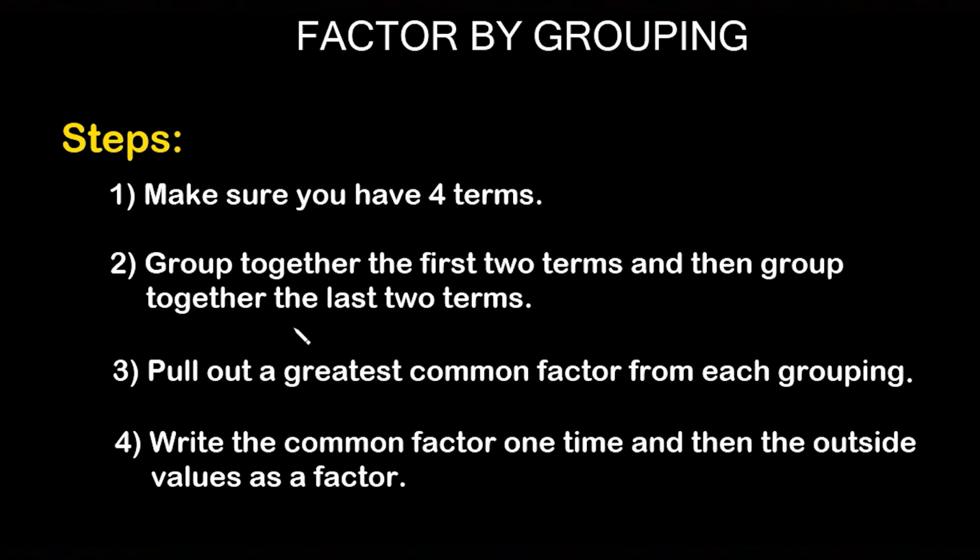Step 3, pull out the greatest common factor from each grouping. So you want to pull out a greatest common factor from your first grouping and then your last grouping. And then step 4, write the common factor one time and then the outside values as a factor.